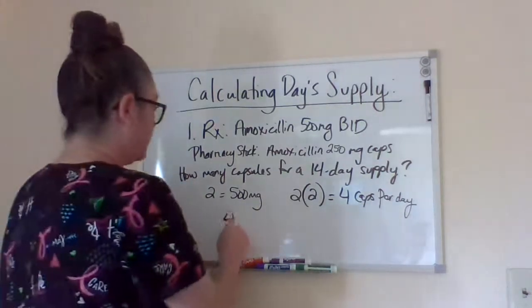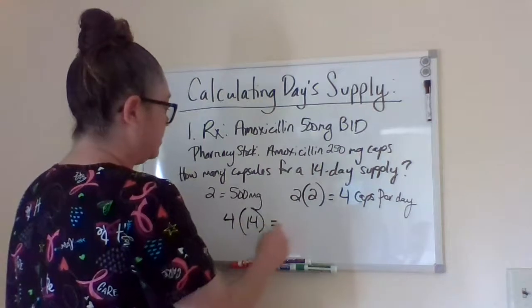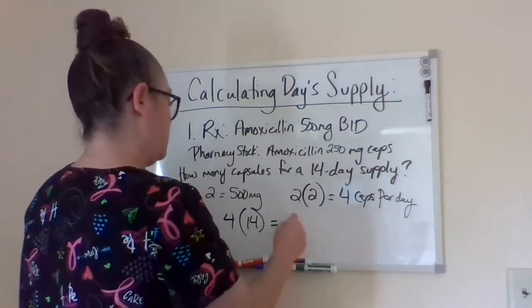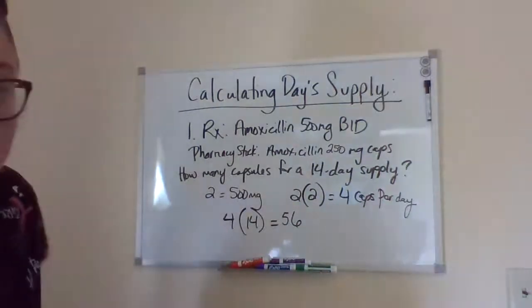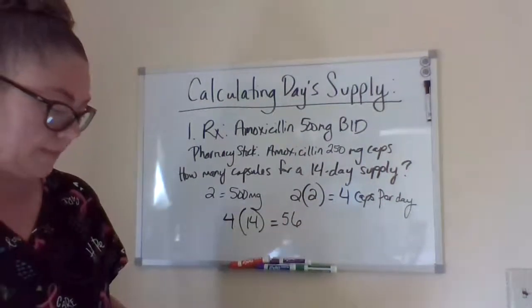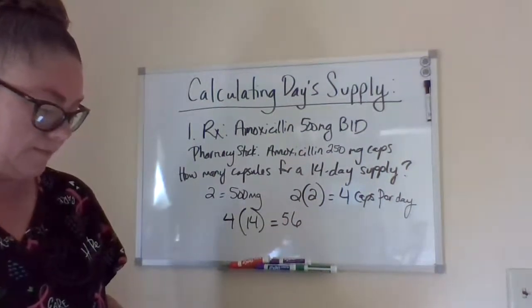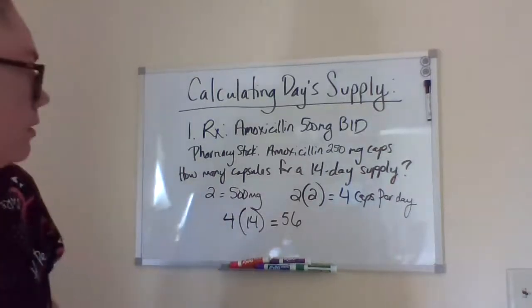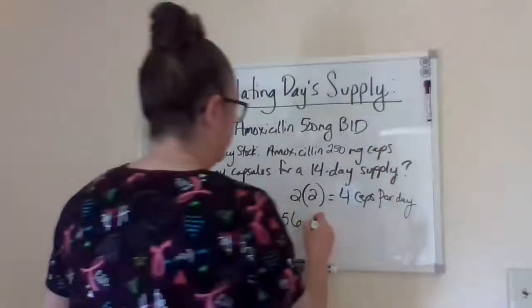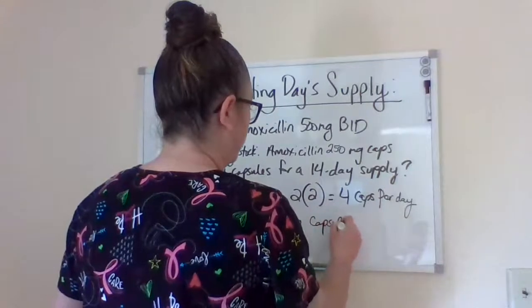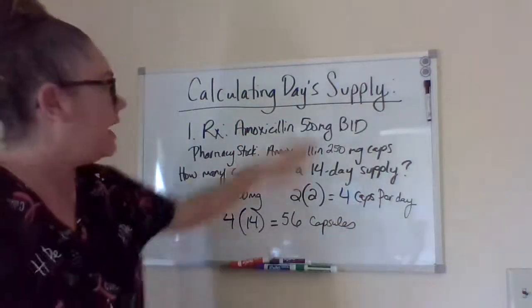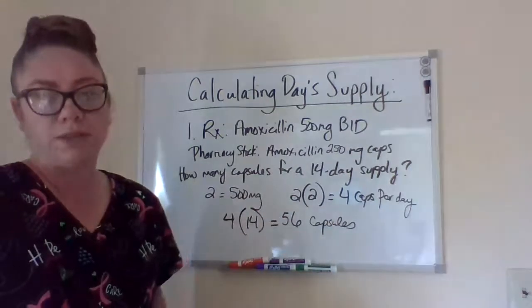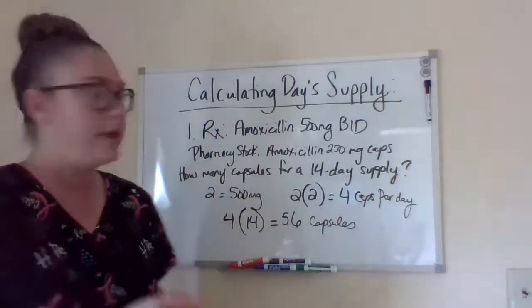Now, I'm going to take 4 times 14. We should get 56. That's how much we need to dispense for our patients in this scenario for a 14-day supply. Okay?